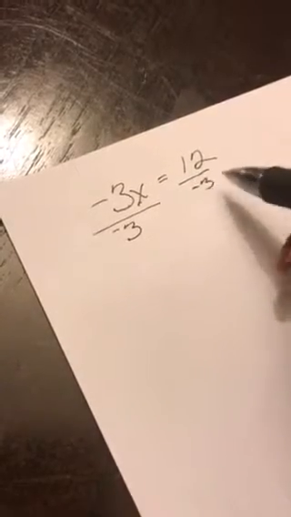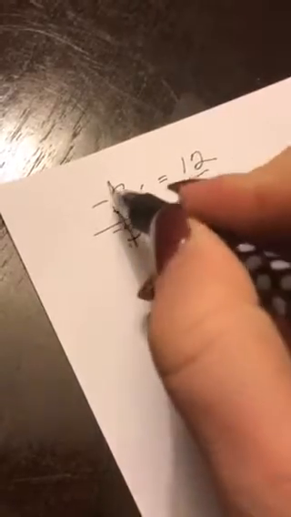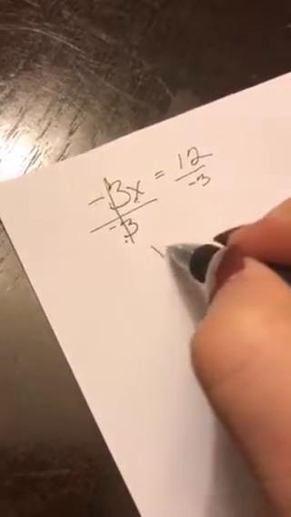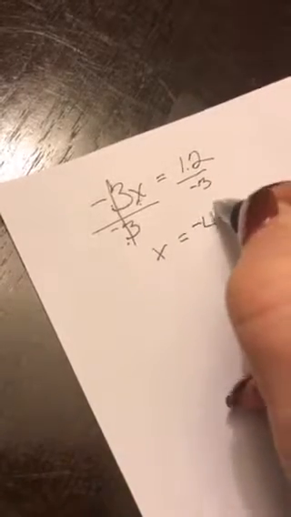And again, the reason we're going to divide by negative 3 is because negative 3 divided by negative 3 equals 1. And anything multiplied by 1 is itself. So basically it cancels out. So we're left with x equals 12 divided by 3 is negative 4.